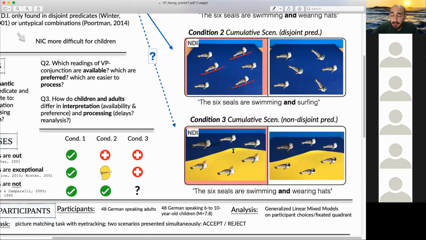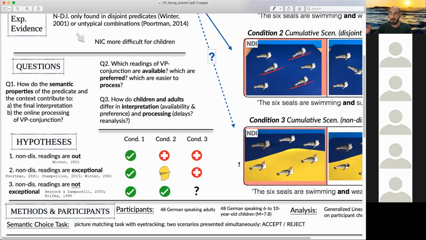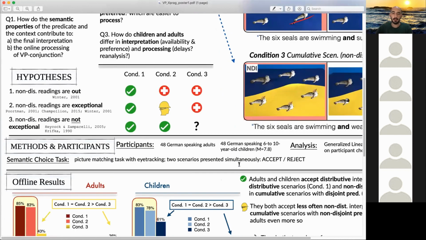So the critical thing is that these scenarios display exactly the same properties, right? So you always have, in this scenario here, 3 of the seals doing one thing and 3 other seals doing the other thing, okay? These are surfing, these are swimming. These are swimming and these are wearing a hat. But here, you are completely fine. And here, you are not, okay? So this already tells us something about the relationship between the predicate and the interpretation of conjunction. And this was the adults.